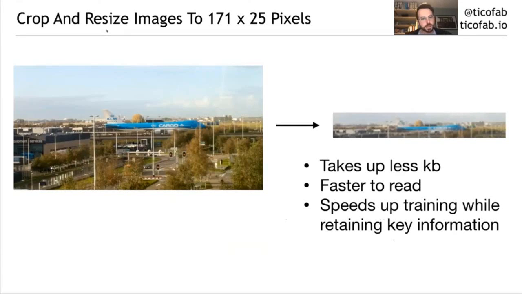So what we're going to do is crop and reduce all the pictures that come from the Raspberry Pi. This way they take less space and they're faster to read, but crucially it speeds up training. Training a network is not an easy task.